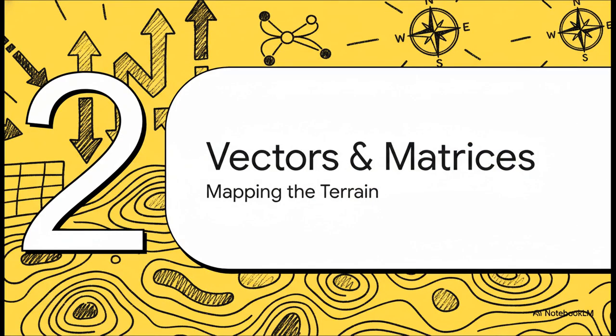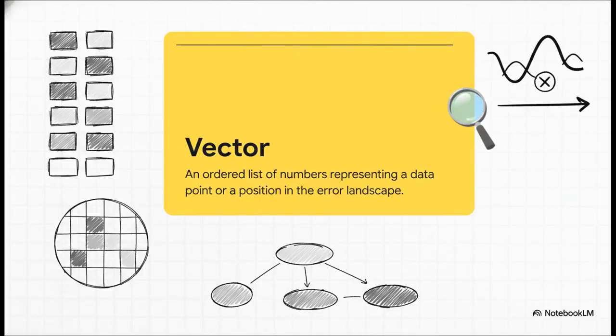But before we can start walking through that landscape, we need a language to even describe it. We need a way to map the terrain. And in the world of machine learning, that language is built on two things: vectors and matrices. So first up, we have the vector. And honestly, it's just a fancy name for an ordered list of numbers. Think of it like a set of coordinates. It can represent a single data point, like, say, all the pixel values in one image. But, and this is crucial for our quest, it can also represent our current location in that error landscape. It is our "you are here" marker on the map.